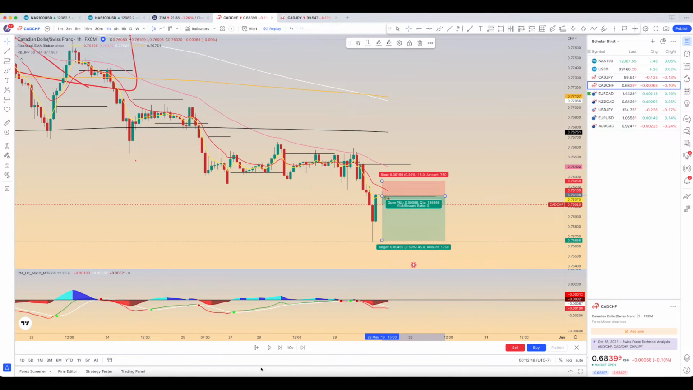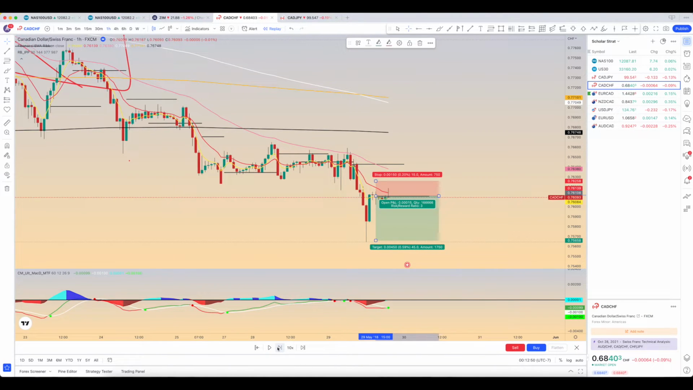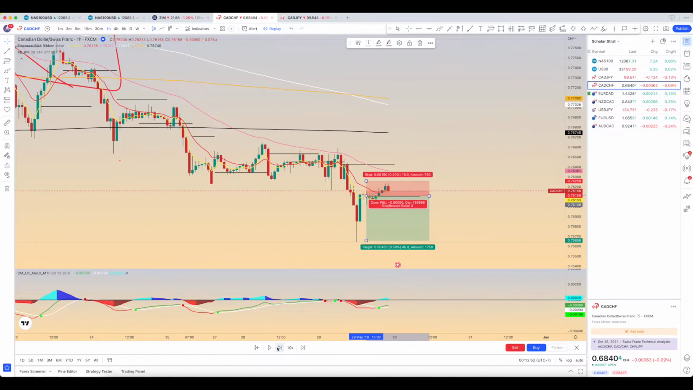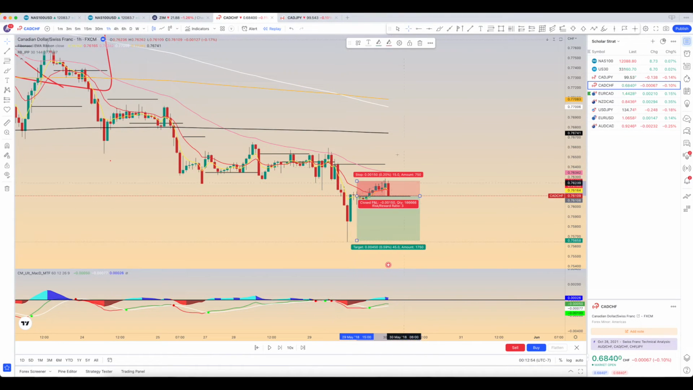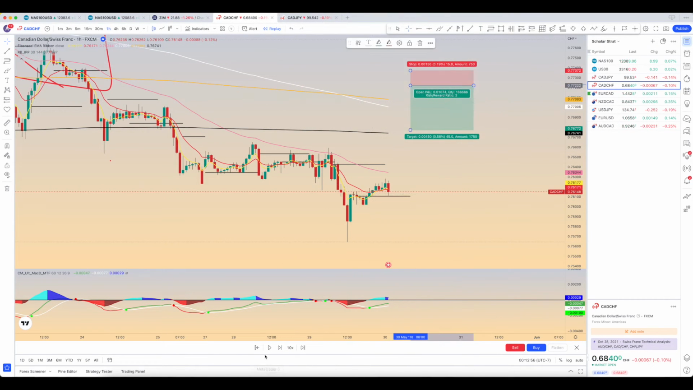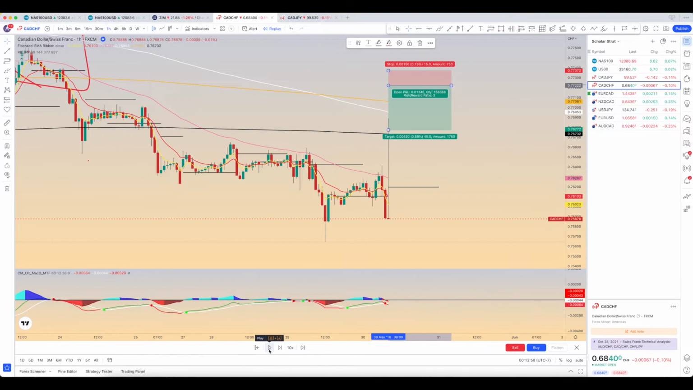Take a sell off the pivot. Let's see where it goes. Okay, hit the stop loss. So now you're still up 15 bucks basically. Now look at this giant candle. That would have sucked, right?